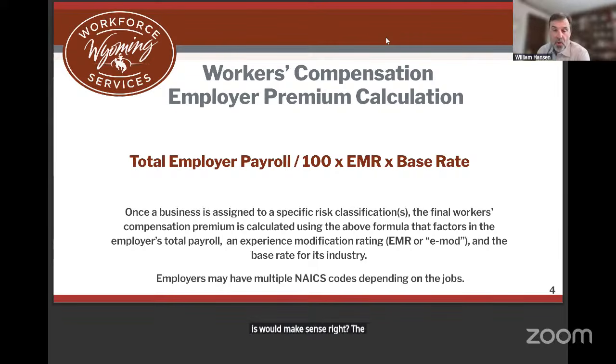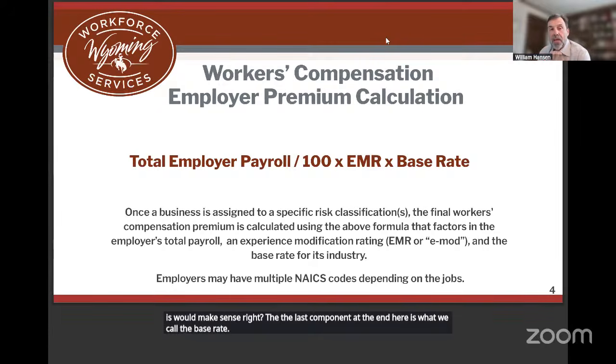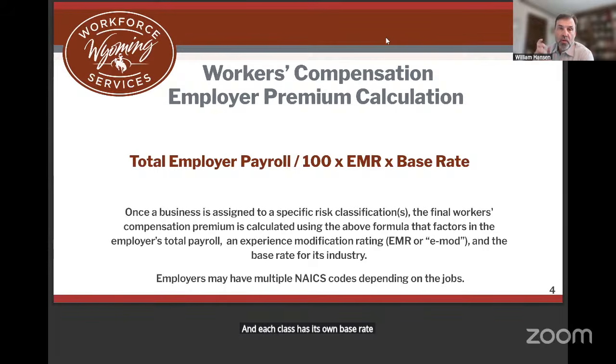The last component at the end here is what we call the base rate. And each class has its own base rate. And the base rate is the average for that class. So across the 144 classes that Jason referred to a little bit ago, those base rates vary, with higher risk employment classes having higher base rates, lower risk having lower base rates. So now if we pick a particular class, be it construction, office, transportation, what have you, within that classification group, the base rate is for the average.